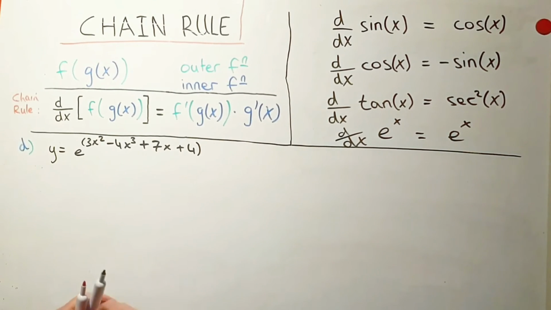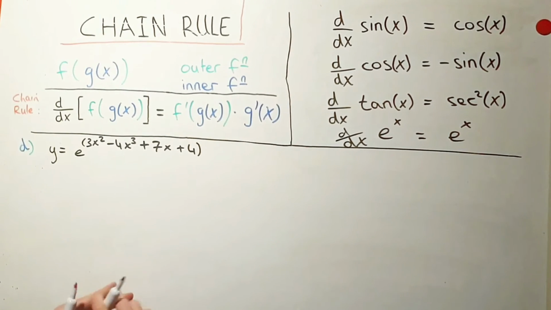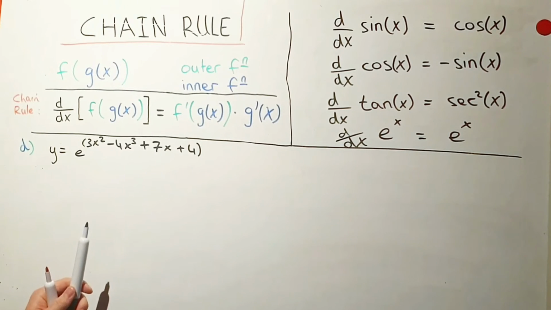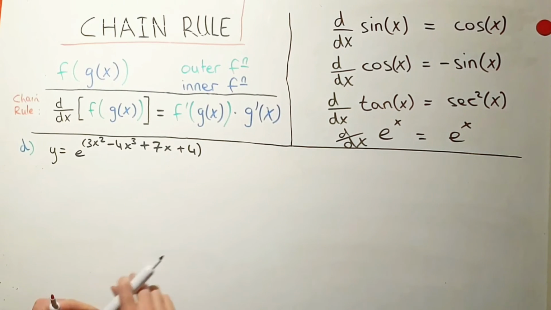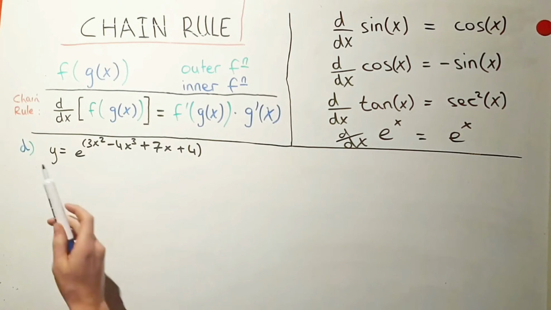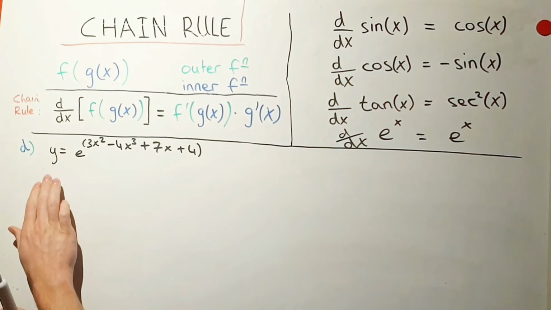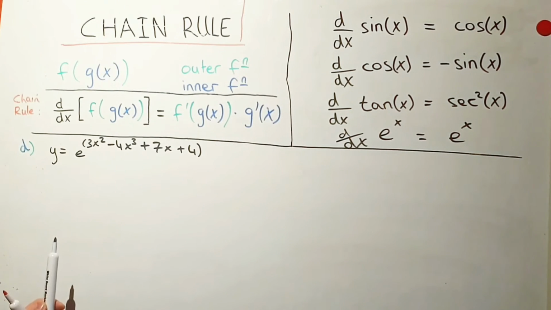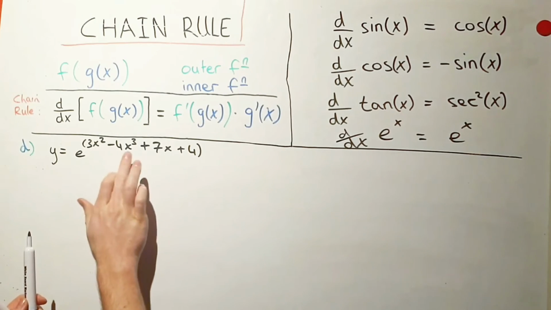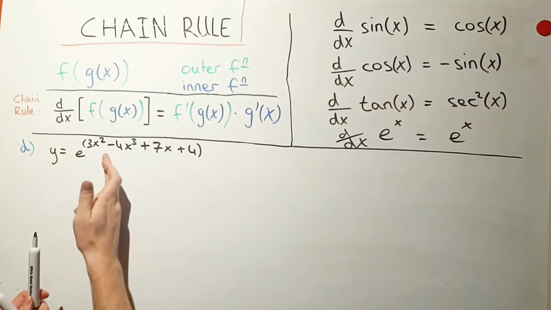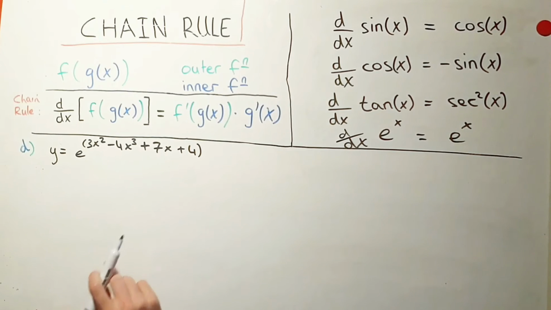Right, so this final example, I just moved it up here just to give us a little bit more room when going through it, as there's one or two extra points that I want to point out. The method doesn't change in essence. What we're doing is differentiating the function y, which is e to the power of this third order polynomial, 3x squared minus 4x cubed plus 7x plus 4. So nothing changes in that.